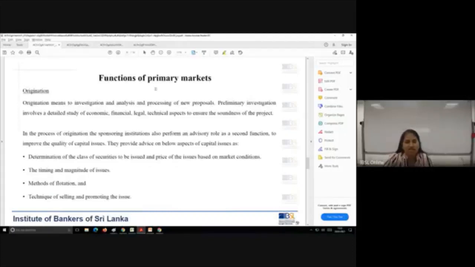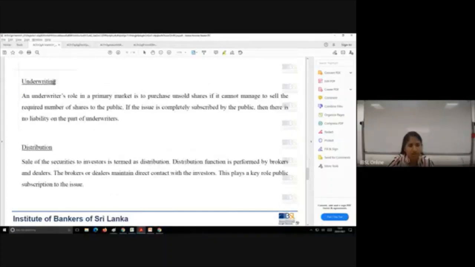What are the functions of a primary market? So what happens in a primary market? There are three functions. One is origination. Then you have underwriting. Then you have distribution.